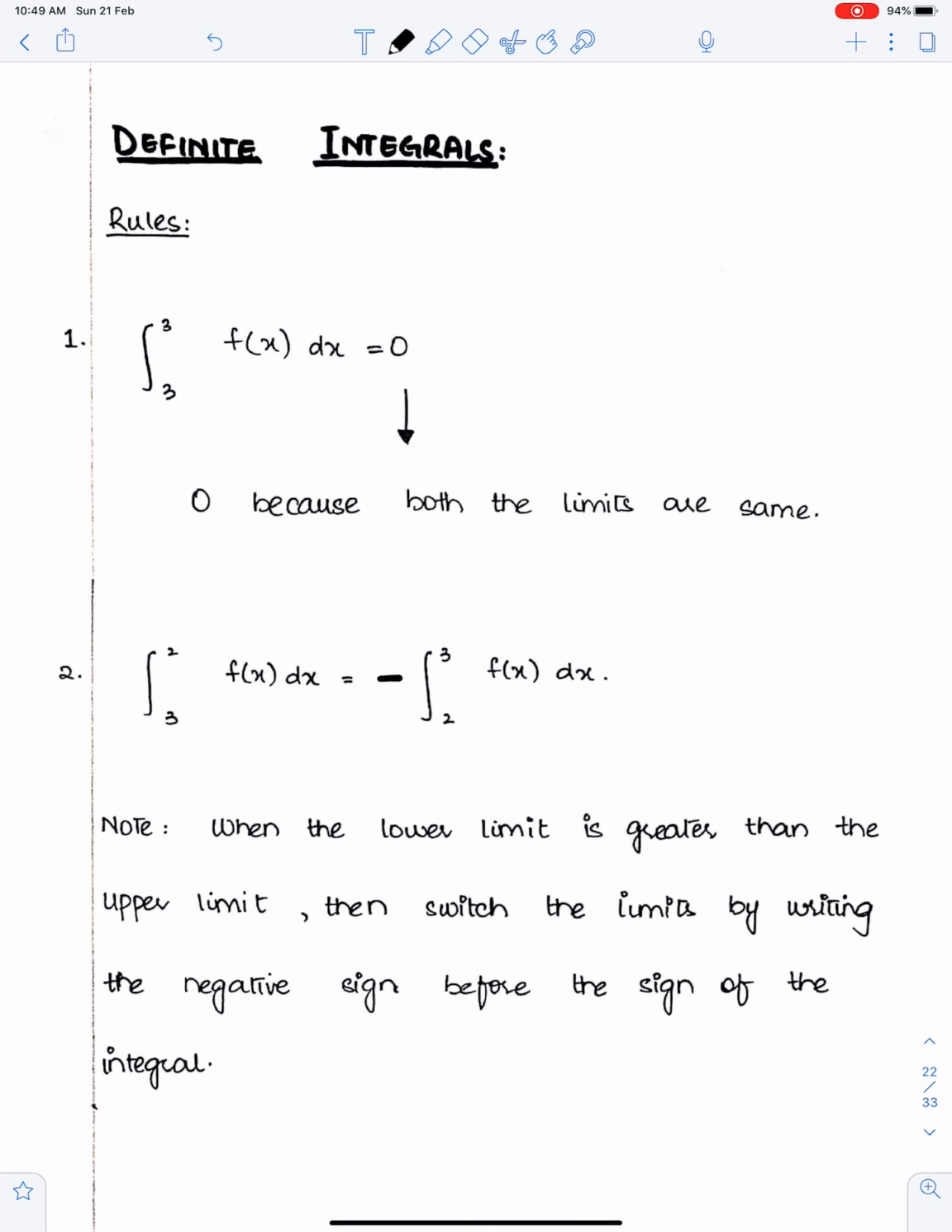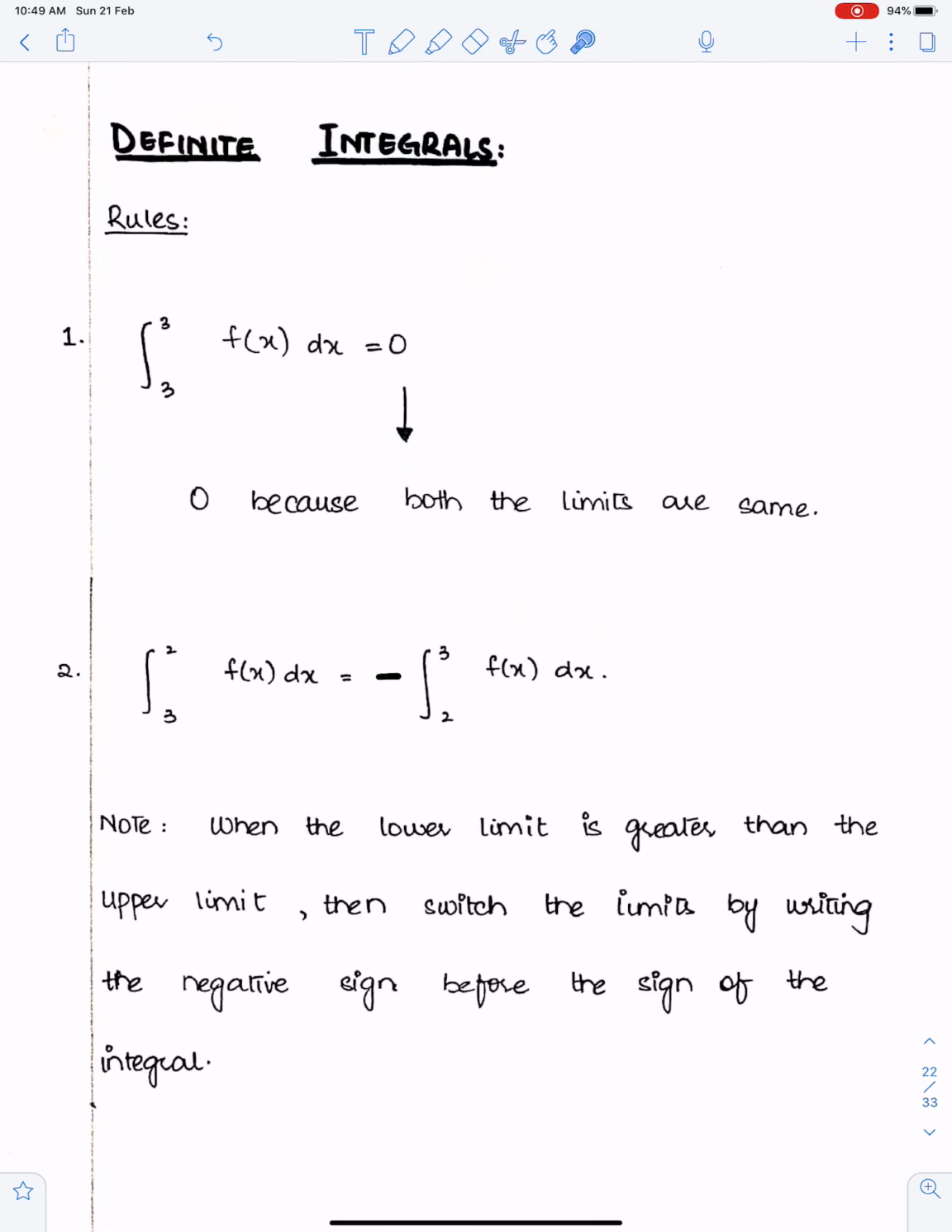Definite integrals. Definite integrals means integrals with limits. This is the lower limit and this is the upper limit. When both the limits are the same, then the answer will always be 0. This is rule number 1 for definite integrals. Rule number 2. When the lower limit is greater than the upper limit, then we always switch the limits by writing a negative sign before the sign of integral. Make sure you always switch the limits whenever the lower limit is greater than the upper limit, and make sure you write the negative sign while switching the limits.